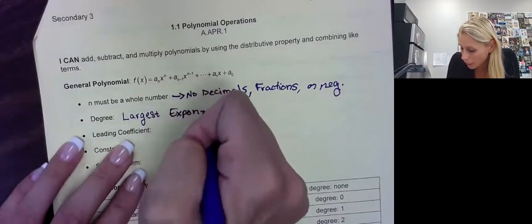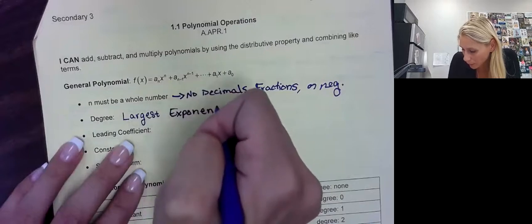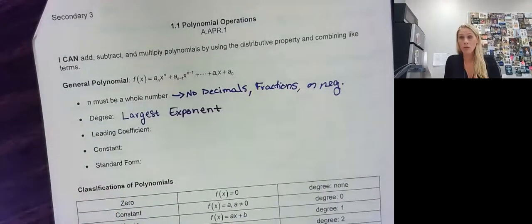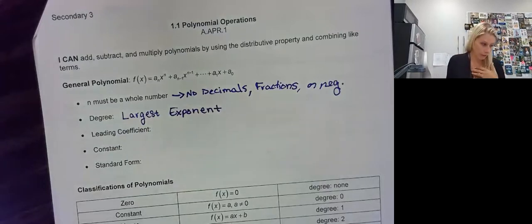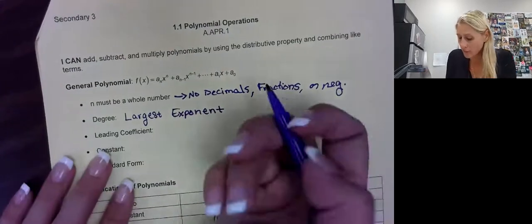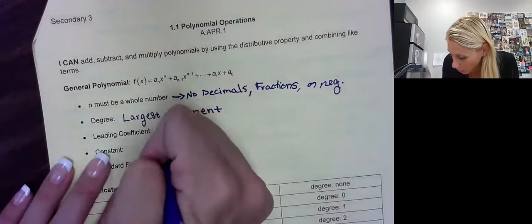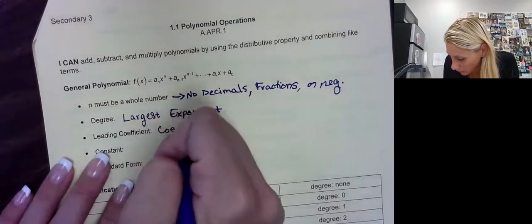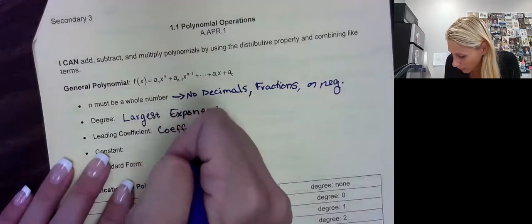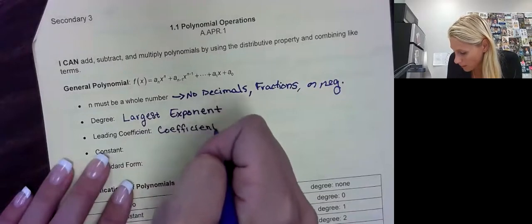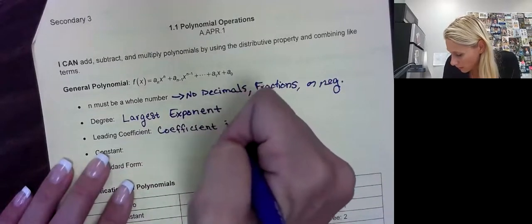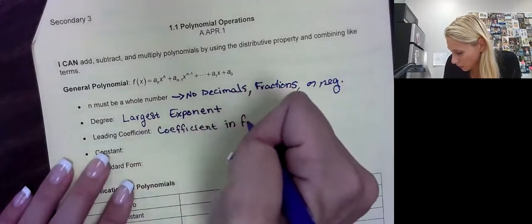Now, when you rearrange the polynomial to get your general form where the largest exponent is in front and all the way down, that allows you to find the leading coefficient. The leading coefficient is the coefficient or the number, right, in front of the largest exponent.